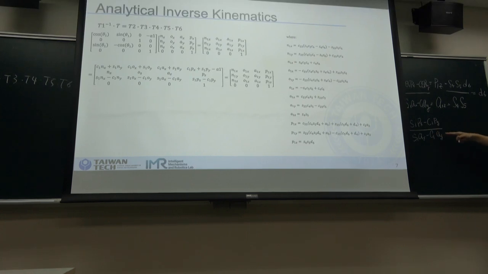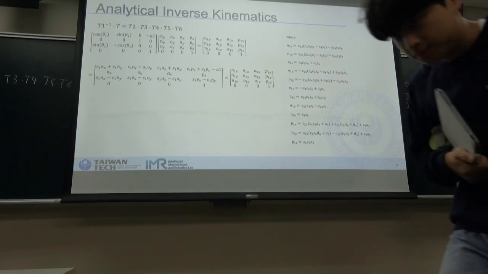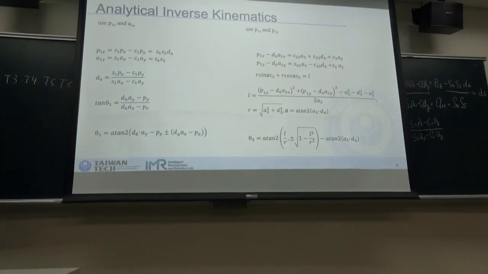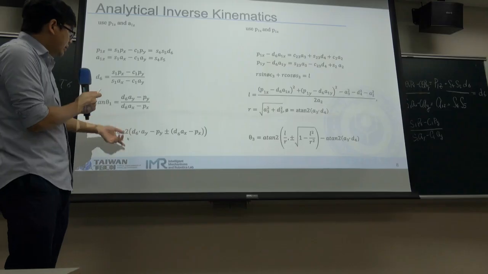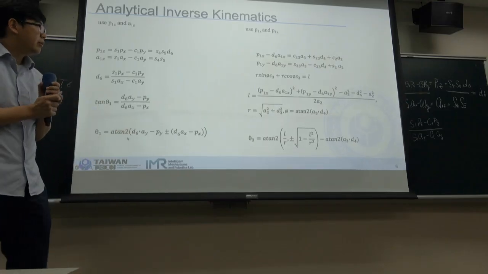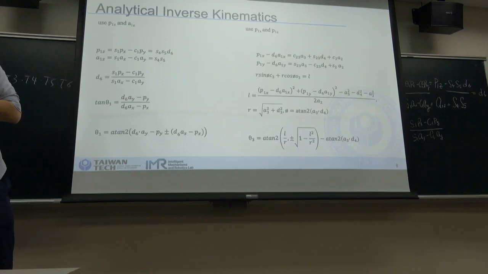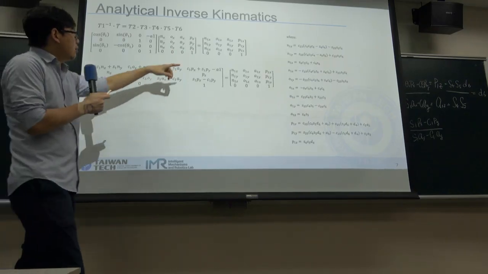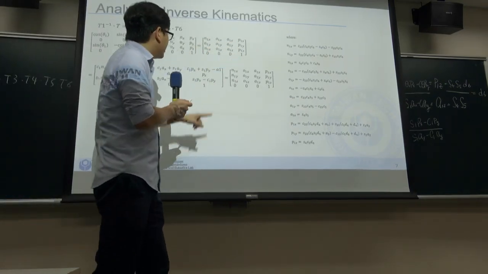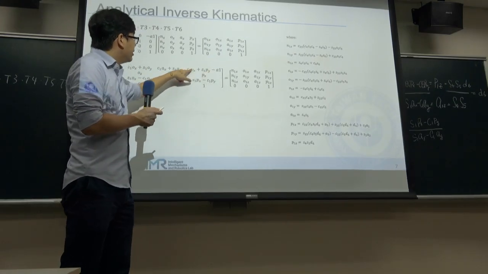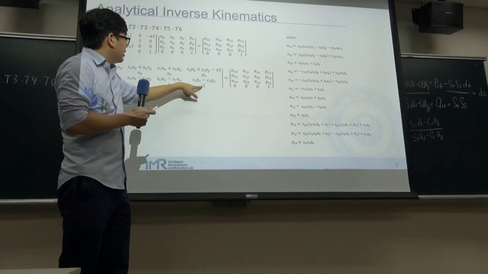The unknown is theta 1, so we can get the value of theta 1. This is how we get the theta 1 value. And we can also check P1x and P1z. P1x and P1z over here is here, this one, and this one.